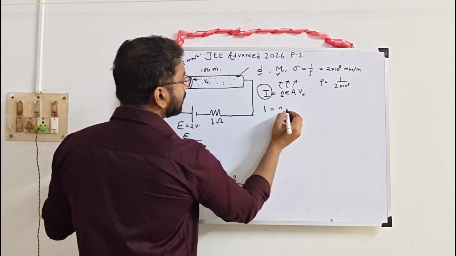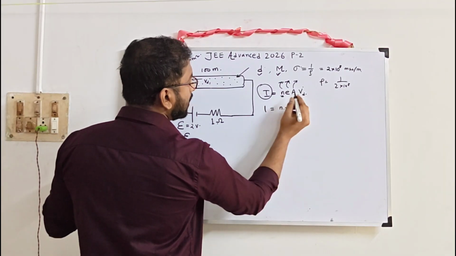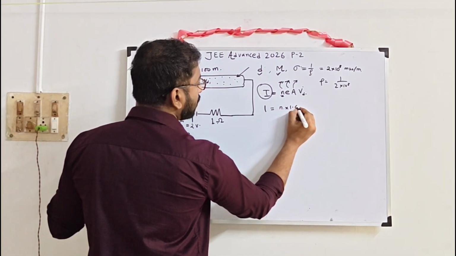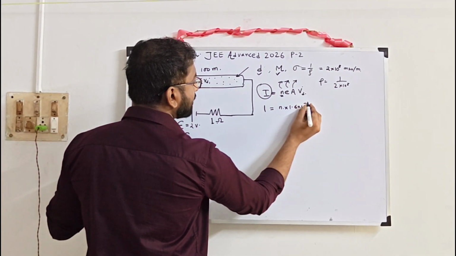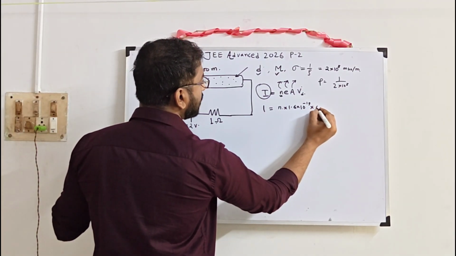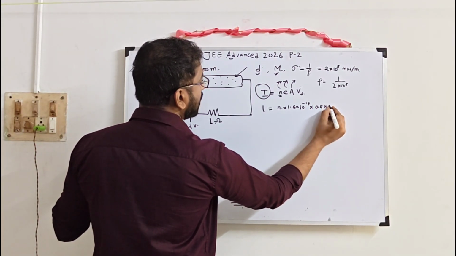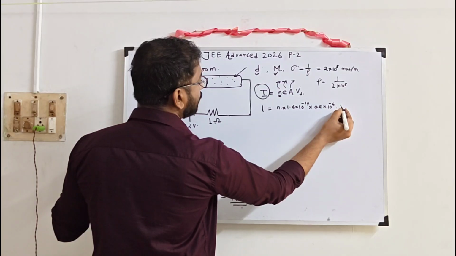N we have to calculate from the data given. E, the charge of one electron, is given as 1.6 into 10 to the power minus 19. The cross-sectional area is given to us, that is 0.5 into 10 to the power minus 6 meter square, into Vd.